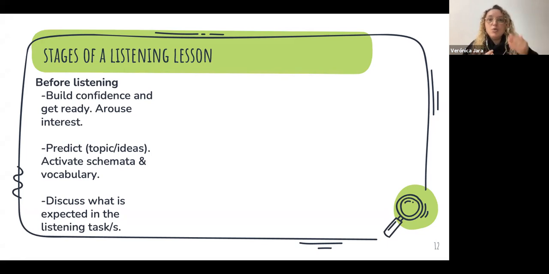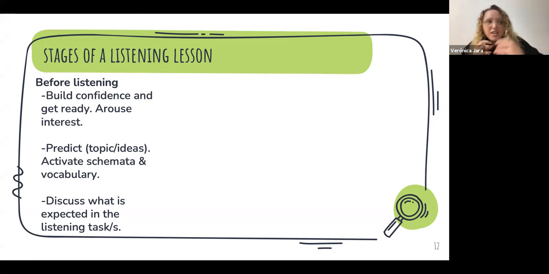So as to remove the barriers that they may find in the listening text, and also discuss what is expected in the listening tasks, right? You know, what are you expected to pay attention to in this part of the exam?